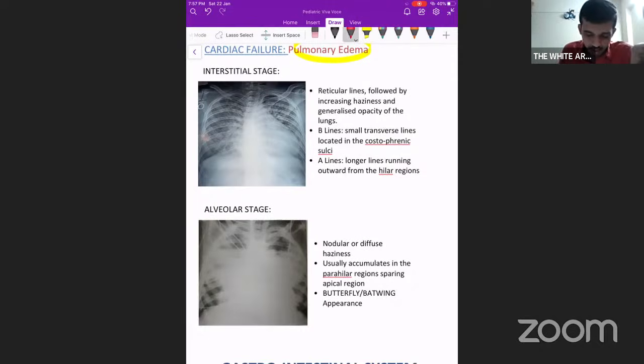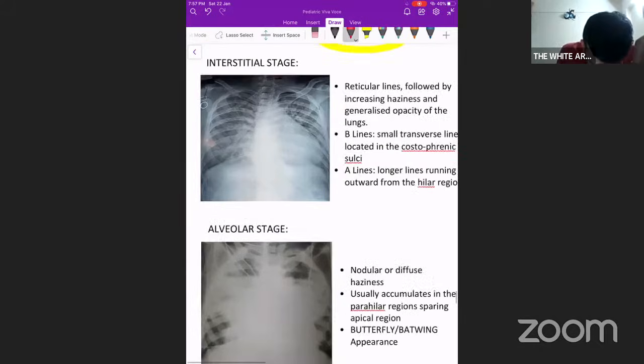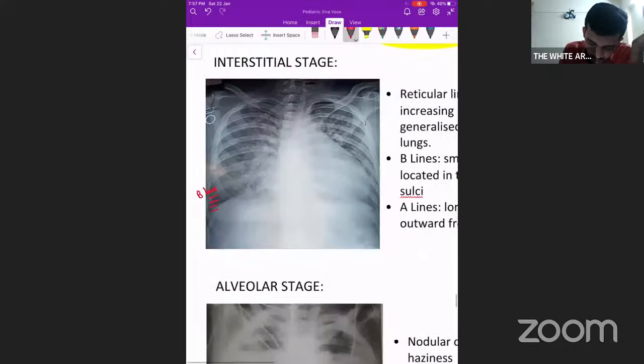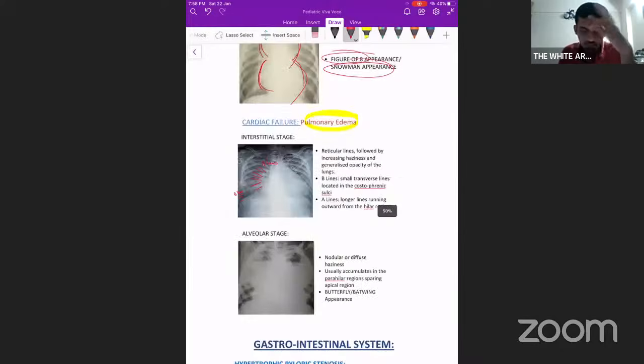And what are these lines called? If these are small transverse lines in the periphery, as you see over here, okay, in the peripheries, if you have these short transverse lines, these are called the B lines. Okay, and these large lines which come from the center going into the peripheries, these reticular lines are called the A lines. So you have the A lines and the B lines.